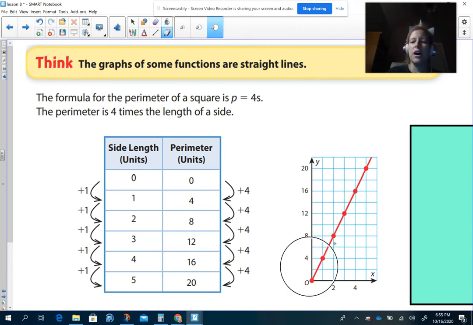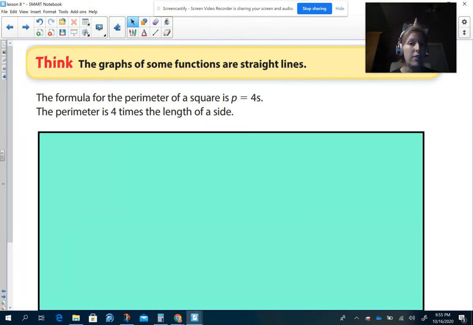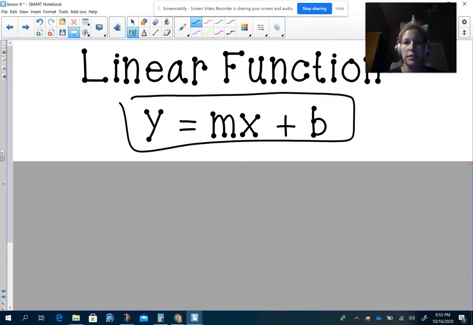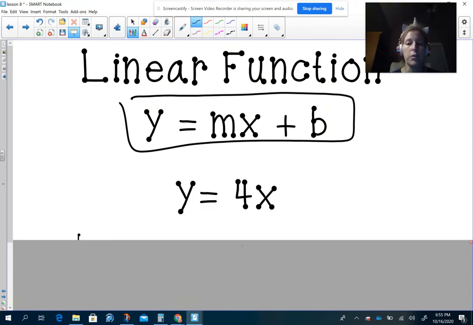Can you think of a line that isn't straight, but that is a function? So a linear function, we've been working with linear functions, haven't we? y equals m times x plus b, okay? If I use that formula, y equals 4x, 4 times the side, we have a linear function.